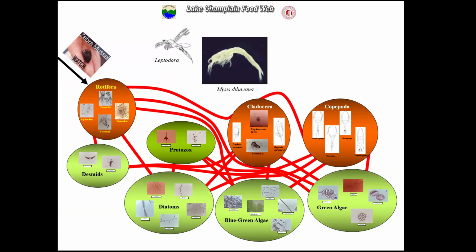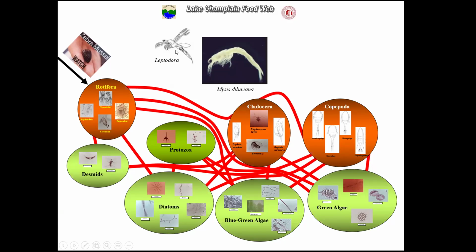I know I'm talking about a lot of small organisms here that most people don't know that much about, but we have the zebra mussel that's come in, definitely had an influence on the food web on the rotifer side. These orange boxes are the plankton, the zooplankton, and then in the green boxes are the algae or phytoplankton. It's kind of a hypothetical food web for Lake Champlain. Mysis diluviana is here. It's a large planktonic predator.